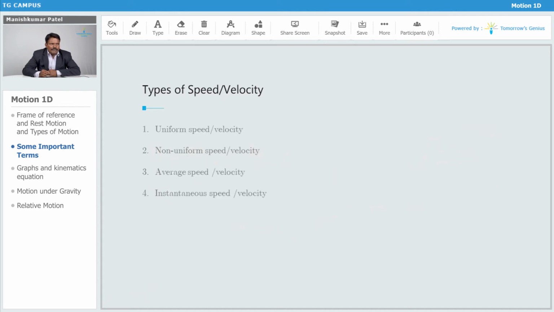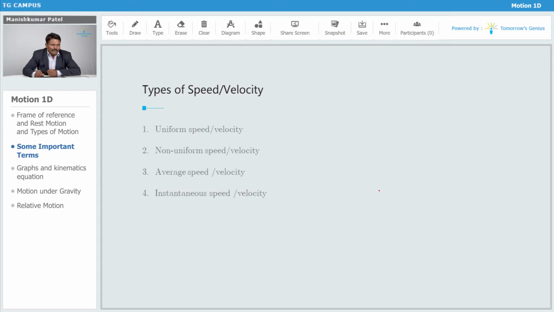There are various types of speed or velocity. It might be uniform or non-uniform, and then there is the average and the instantaneous. First we will see what we mean by uniform speed or velocity. Definitely you have to keep your momentum. Suppose, for example, you get 90% in the 8th standard, and throughout up to the 12th you keep getting 90%. That means your performance is uniform throughout 8th to 12th standard.